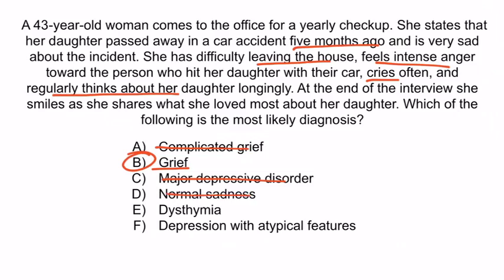D is wrong because the question stem states that she lost her daughter and these symptoms have been going on for over 5 months. Normal sadness would not cause any functional impairment and is unlikely in the setting of recently losing a loved one. E is wrong because this patient has only had symptoms for 5 months, not 2 years. Finally, F is wrong because this patient doesn't have rejection sensitivity or leaden paralysis, and she just lost a loved one, so grief fits better with this picture. So again, the correct answer is B, grief. And that should be everything you need to know about depression and the depressive-related disorders.